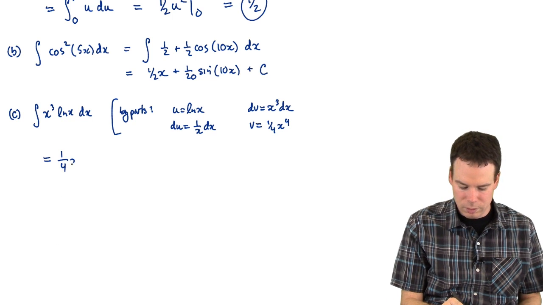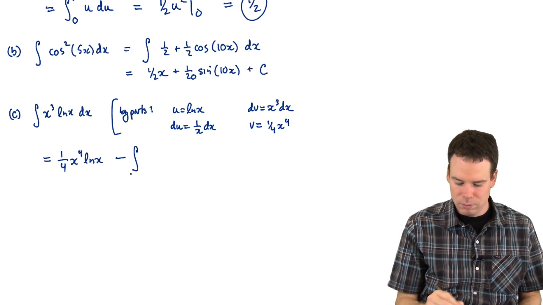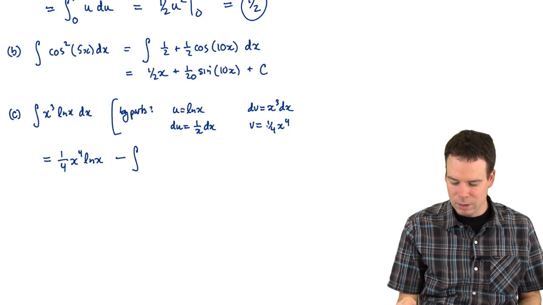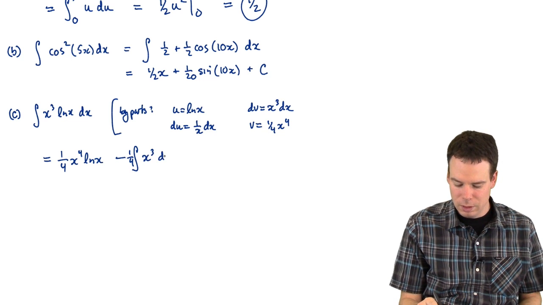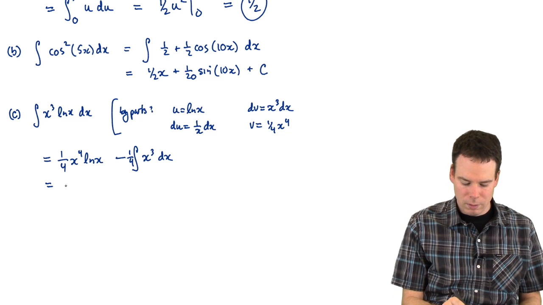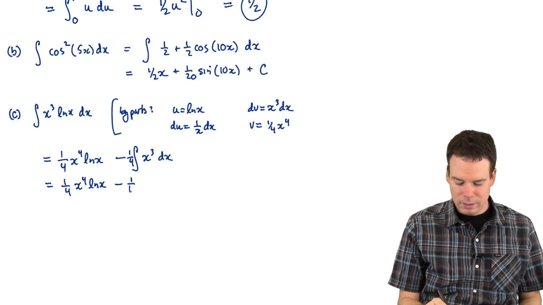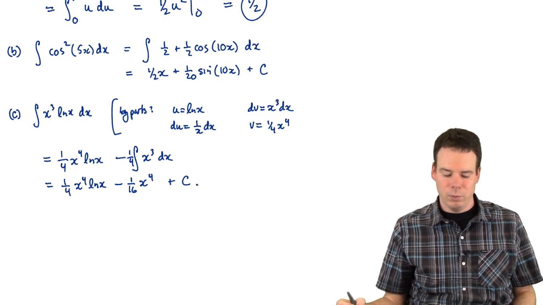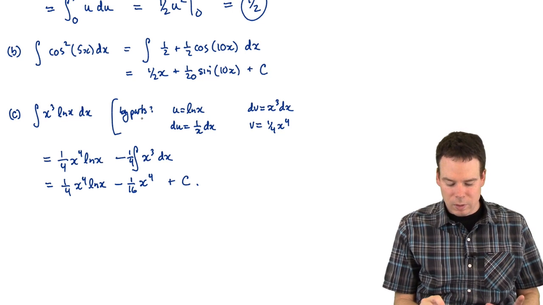So this is a quarter x to the fourth ln of x minus the integral of the product of these two. So the integral of 1 over x times 1 quarter x to the fourth, so that's 1 quarter x cubed dx. So that's 1 quarter x to the fourth ln of x minus 1/16 x to the fourth plus c. And we're done.